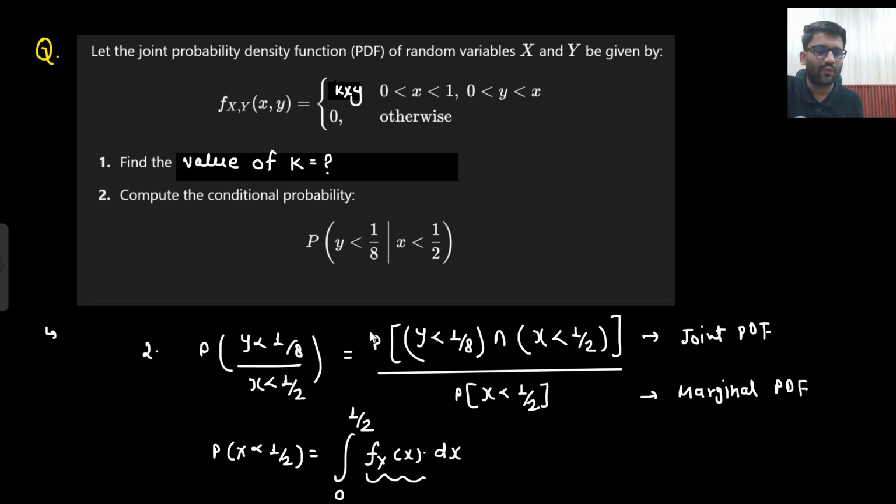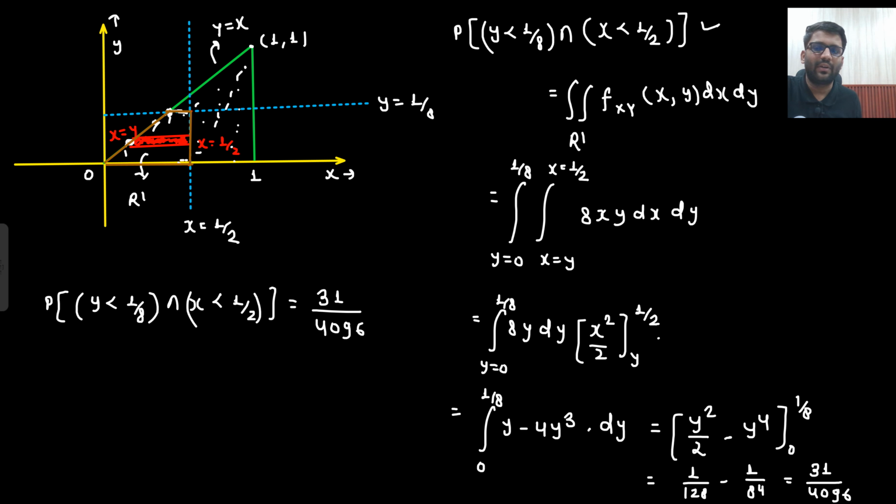Now in the second question, you need to find the conditional probability such that y should be less than 1 by 8 and x should be less than 1 by 2. Here, in place of intersection, I can put the comma as well. Our region of operation was already this much. In that region, x should be less than 1 by 2 and y should be less than 1 by 8. So now this is our region of operation.